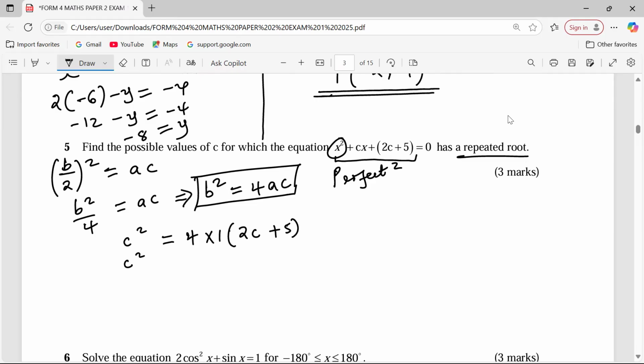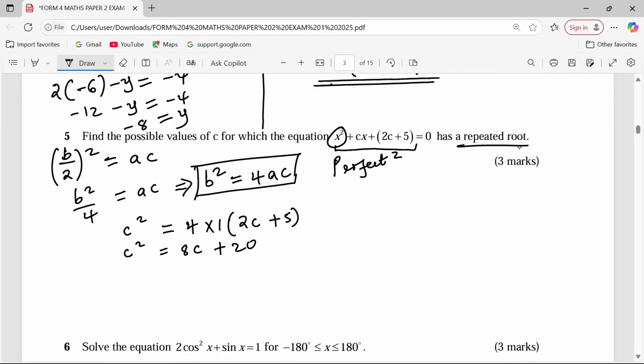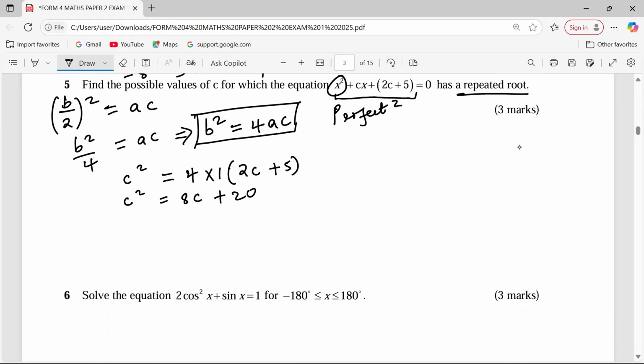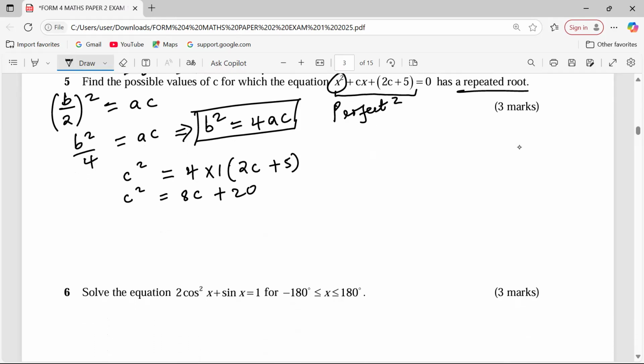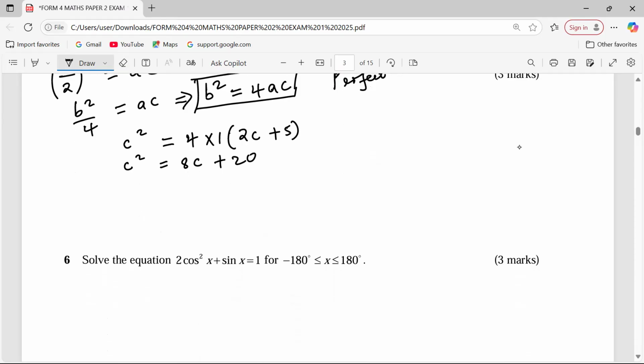So C squared equals 4 times, and when you multiply by 4, the bracket shall open to give us 8C plus 20. Possible values of C: this means the values of C can be several. So it's a quadratic equation now, and we can solve to get the values of C. So C squared minus 8C equals 20.